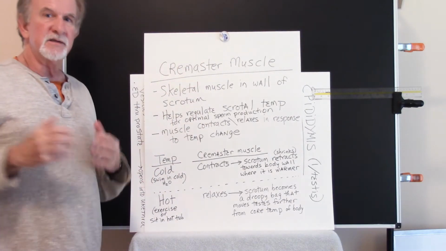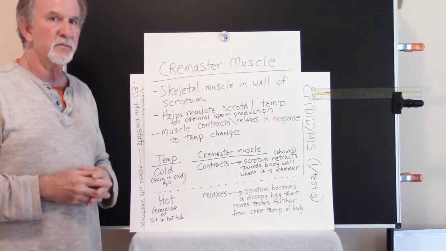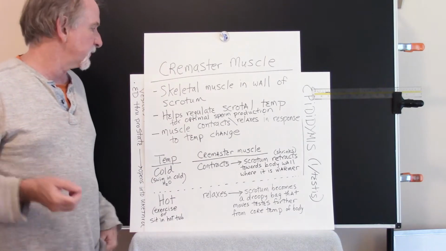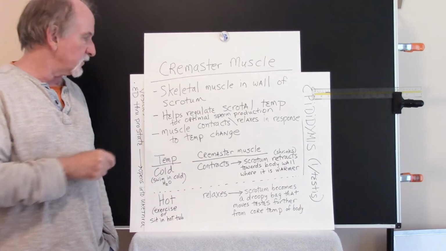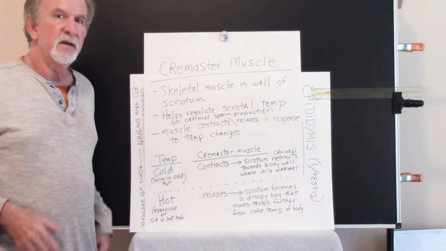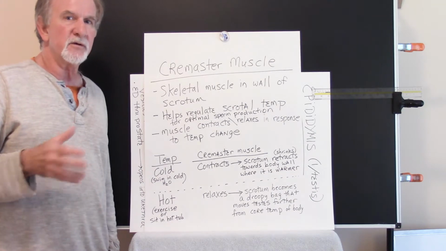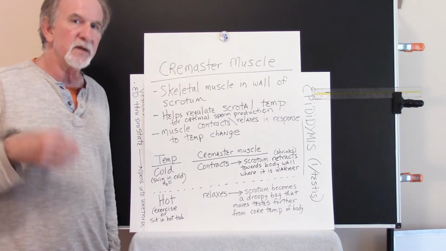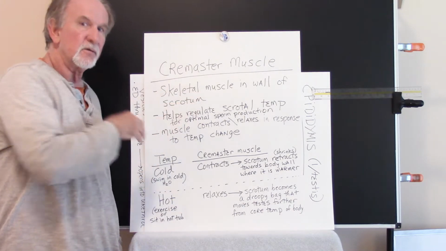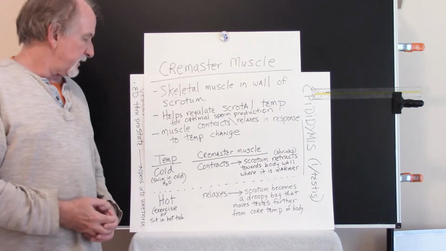There is a skeletal muscle embedded within the wall of the scrotum called the cremaster muscle. And I want you to know the name of this muscle. The cremaster muscle helps to regulate the temperature within the scrotum so that the temperature is optimal or close to optimal for the production of viable sperm by spermatogenesis. So this muscle contracts or relaxes in response to temperature change.